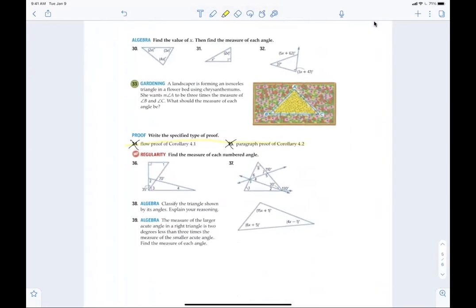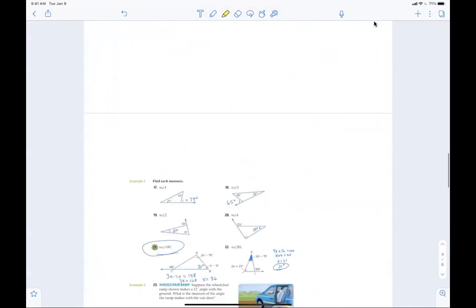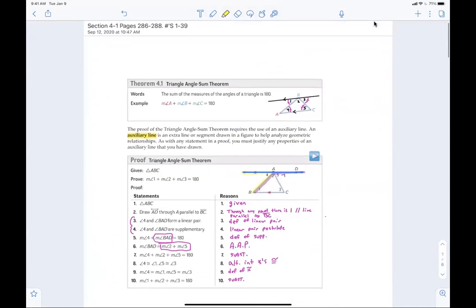So we have to look at the word problem. They're just explaining what it is, that's all. We're going up to 39, like I said. 1 through 39, except the proofs, those two corollaries.